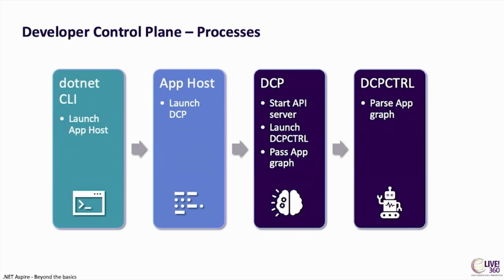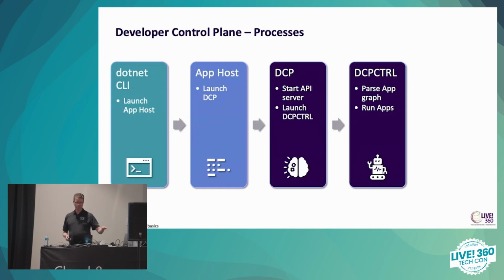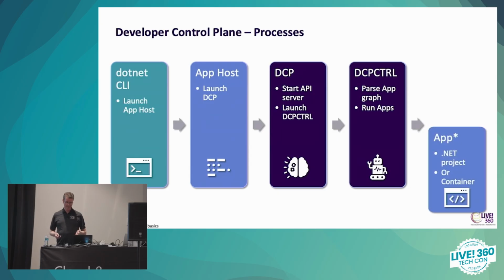All right, now the API server is up and running, but there's more. There's this DCP control thing. And DCP control, again, is the thingy that will run the applications itself. So it takes the application graph that was passed all the way from the app host through the DCP to DCP control and starts up your application.